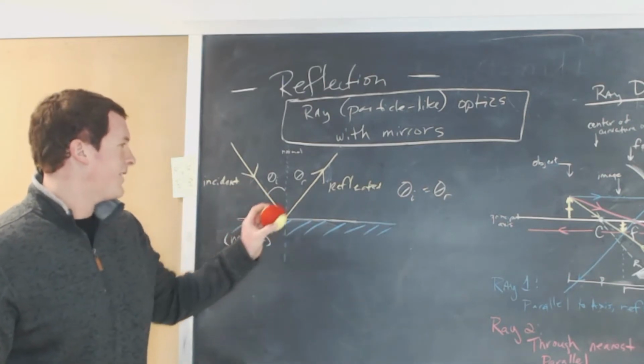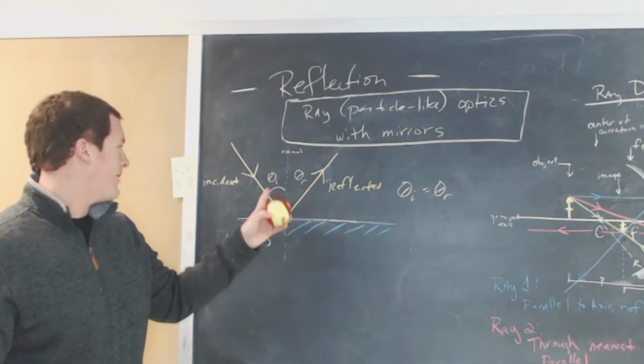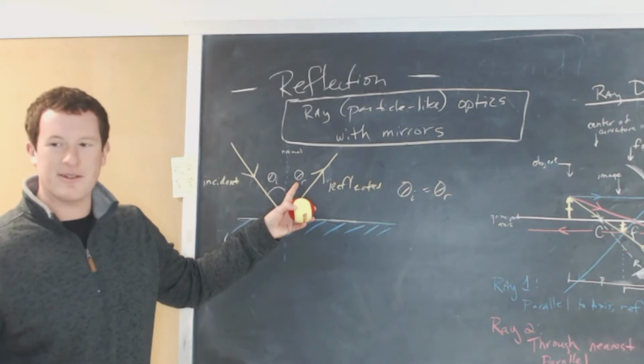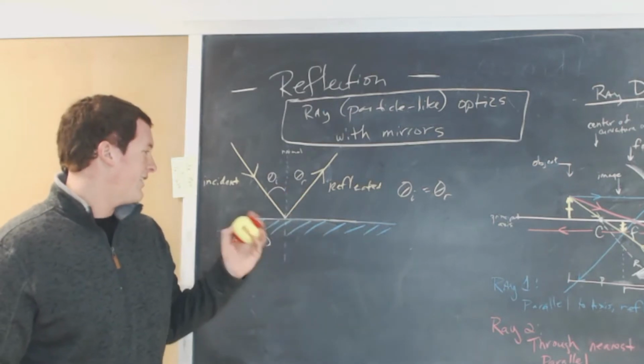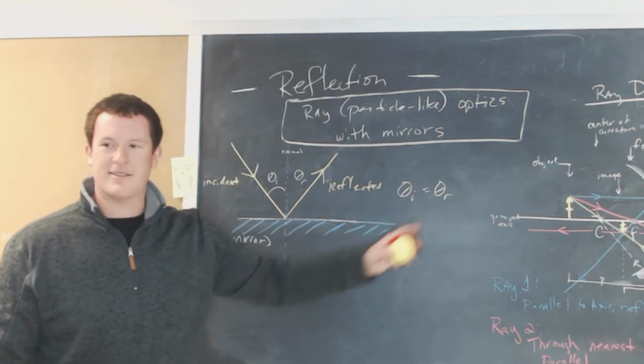And then once it reflects off the surface, it will reflect off at the exact same angle as the angle of incidence. And this angle is known as the angle of reflection. And in this case, the angle of incidence is equal to the angle of reflection.